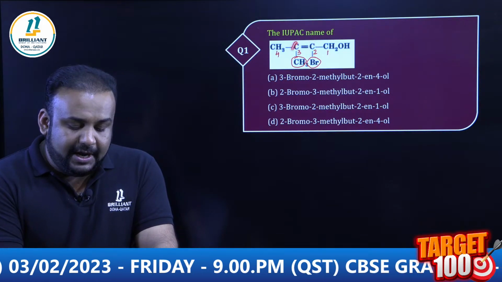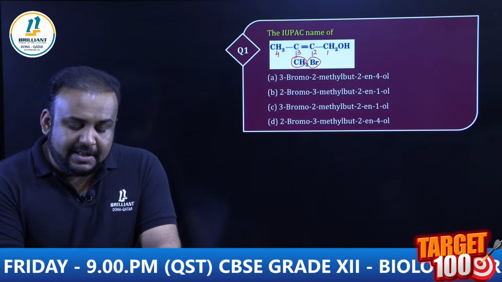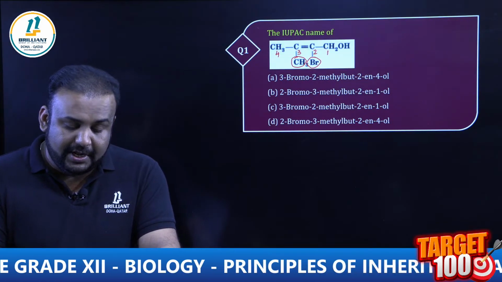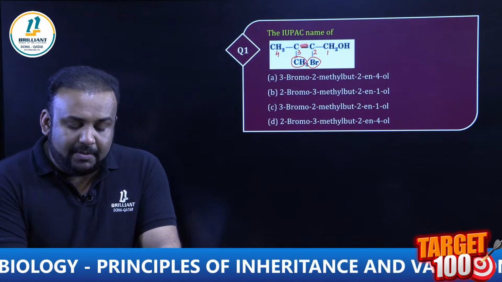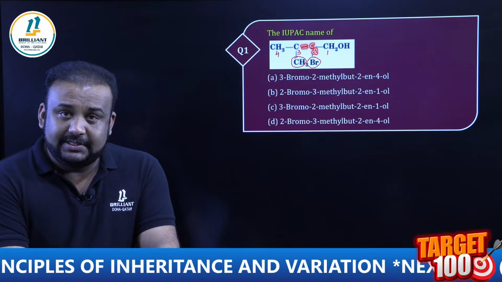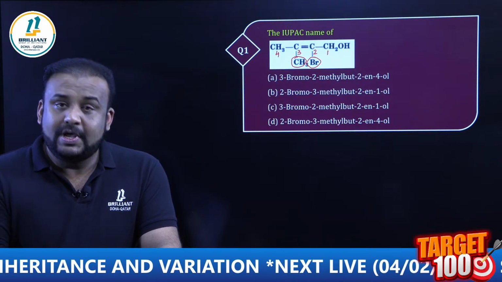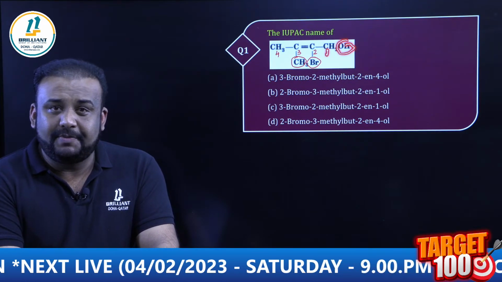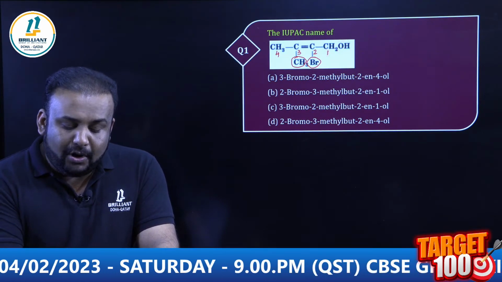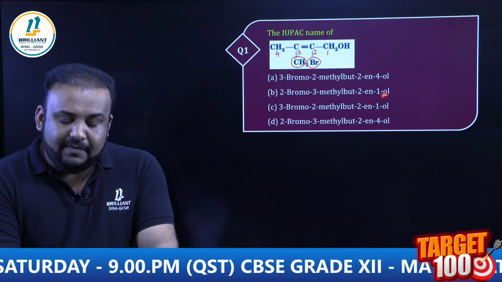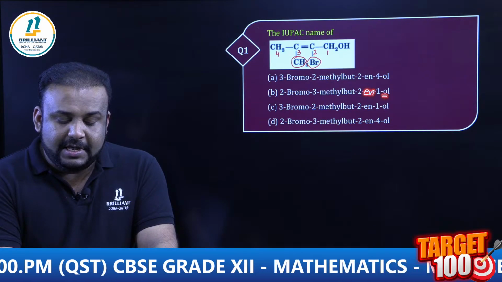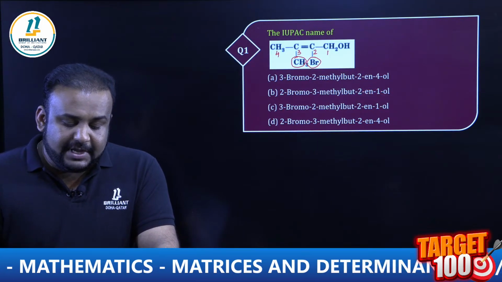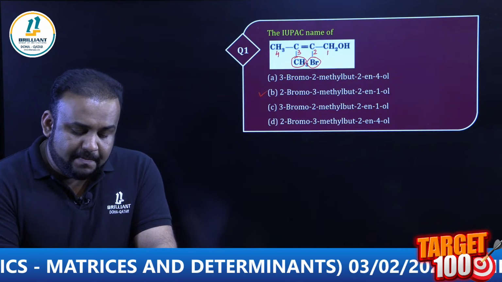2-bromo, 3-methyl, and the parent chain has 4 carbon atoms. So 4 carbon atoms means the word root has to be but, and look at the position of the double bond. The double bond is coming in the second place. So it should be but-2-ene, and the principal functional group is alcohol, so it should be suffixed as -ol. And all of you know that if the suffix is starting with a vowel, we have to drop the E from the parent alkene. So the correct name will be option B.